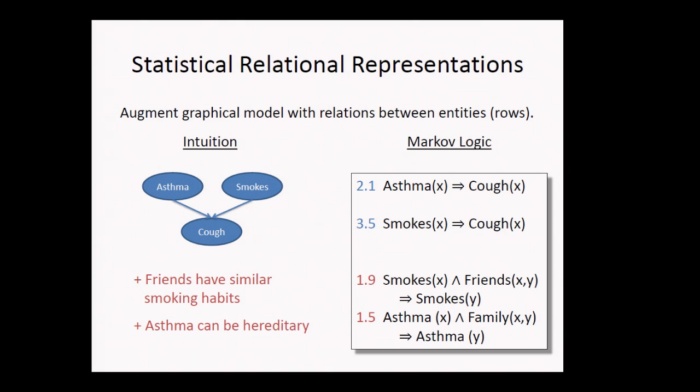So for instance, if you want to model this relational information that says that friends have similar smoking habits, then you just say that if X is a smoker and X is friends with Y, then Y is also more likely to be a smoker. And similar for this hereditary information on asthma, if X has asthma and is family of Y, then Y is also more likely to have asthma. So we have a whole bunch of these representations that are very powerful in expressing these correlations between the rows in our data. And we even know how to handle them.